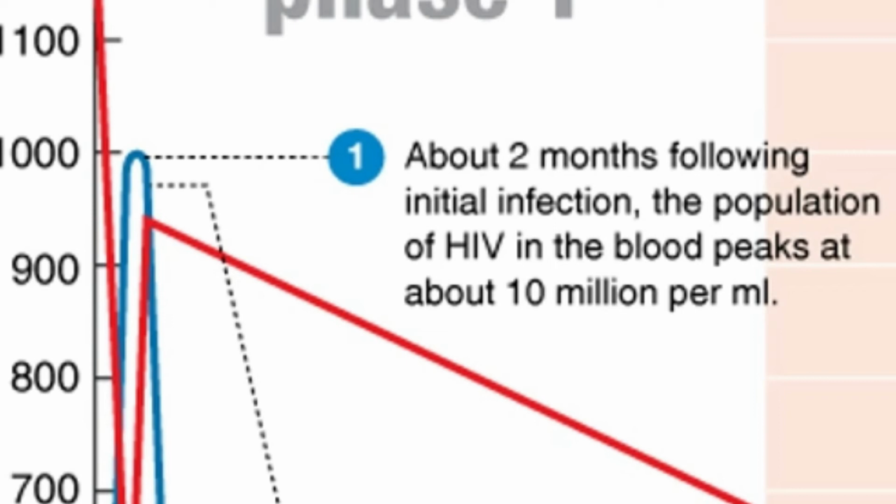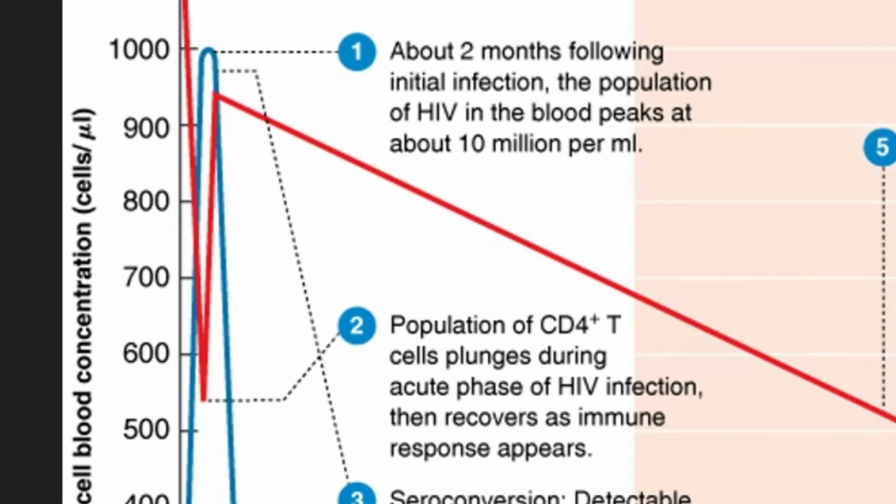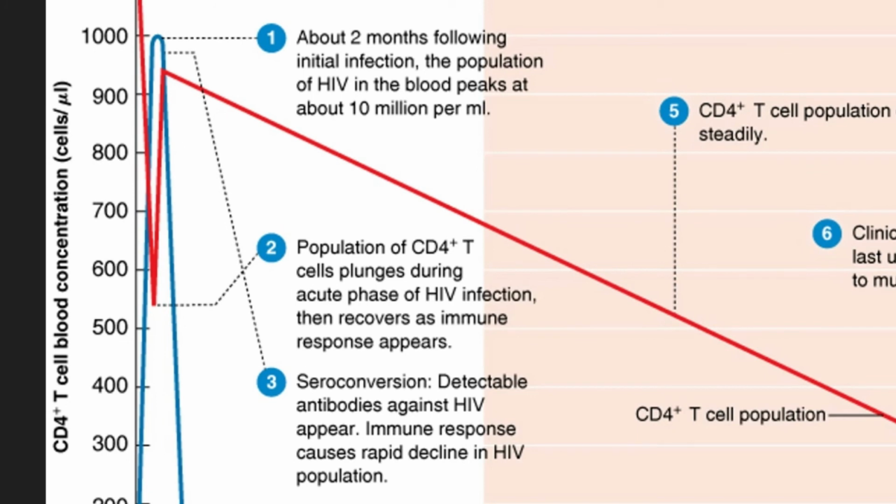So about 2 months following infection, the population of HIV in the blood peaks at about 10 million per mil. The population of CD4 positive helper T cells plunges and then recovers, but it does not recover to the point of normal. At this point, you would be considered seroconverted. You would have detectable antibodies against HIV in your bloodstream. You would have both IgM because you're fighting HIV, and you would start to have memory at about 2 weeks after that initial infection.